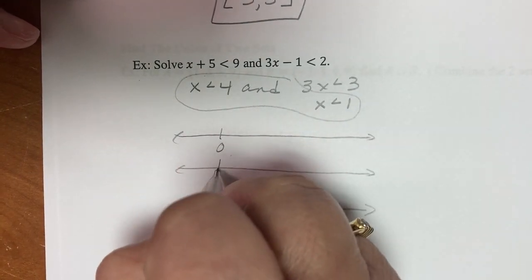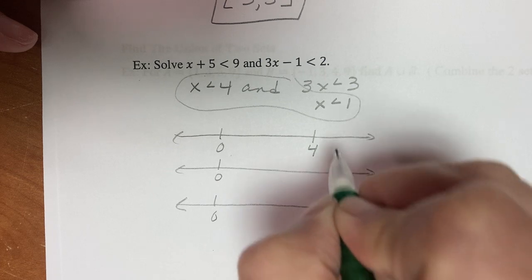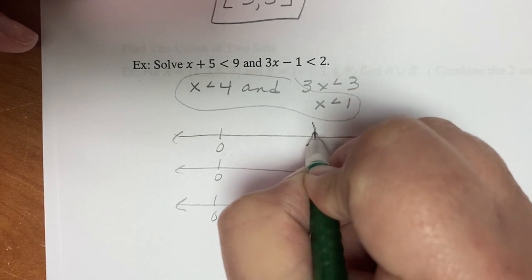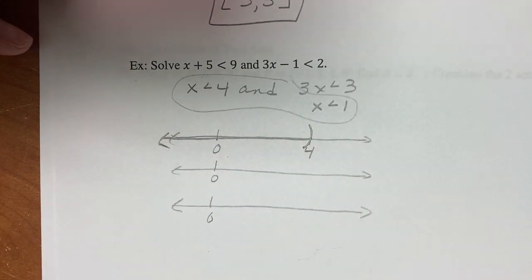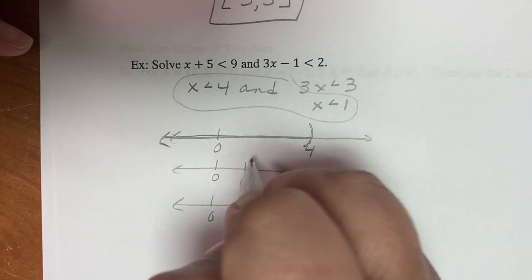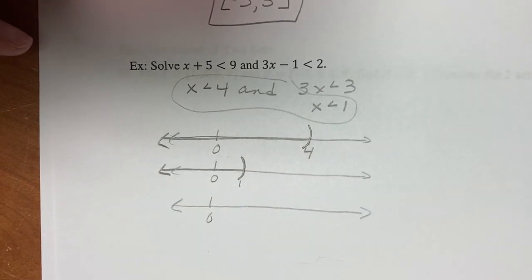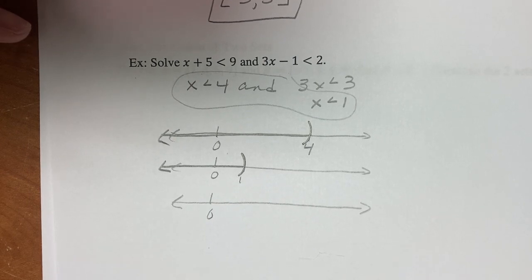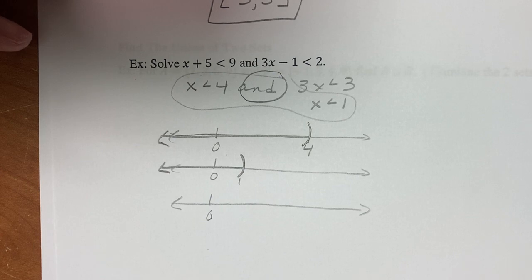So let's go ahead and graph each one of these. If I want x less than 4, I would have, first of all, a parenthesis because it's not less than or equal to 4, and I would have this arrow going to the left. There's a picture of all of the numbers less than 4. If I want all the numbers less than 1, again, I'd have a parenthesis, and I'd have an arrow going to the left. See how these arrows are not going in opposite directions. They're going in the same direction. But again, because it's an and, my solution would be everywhere the two graphs overlap.